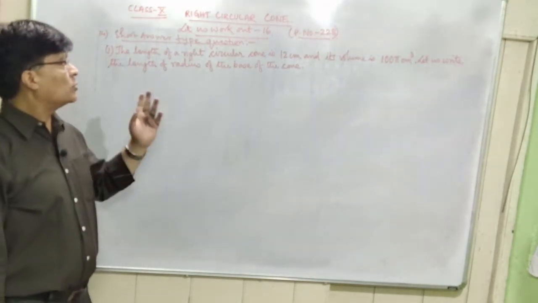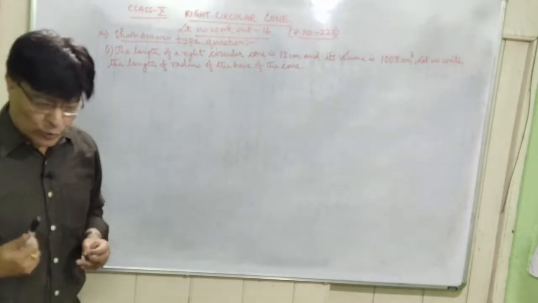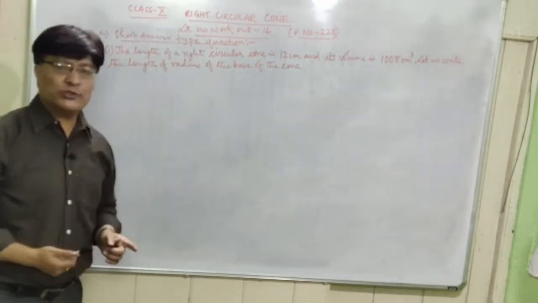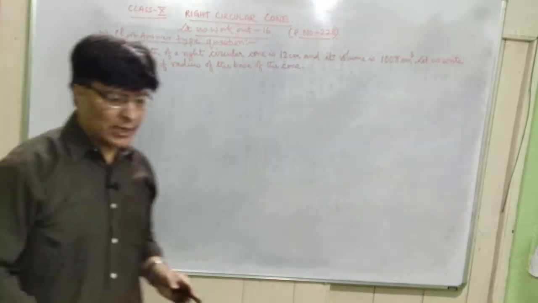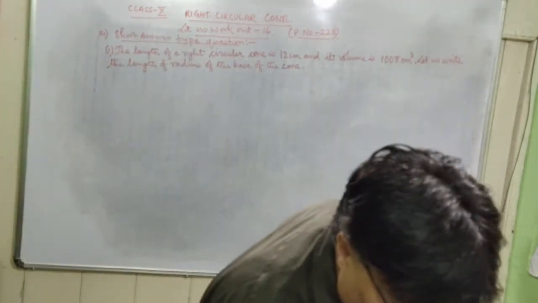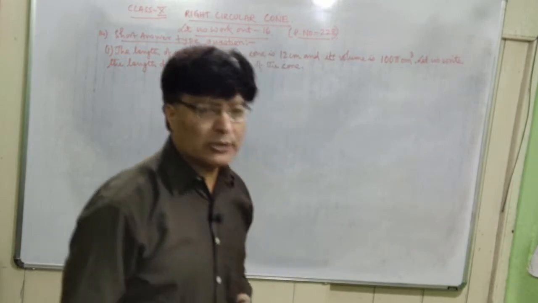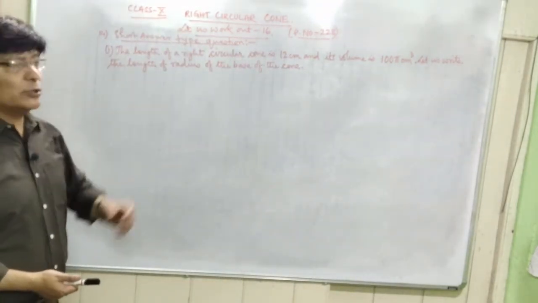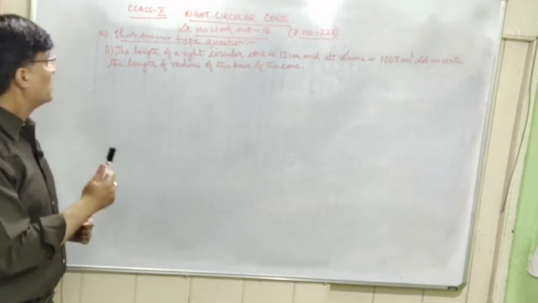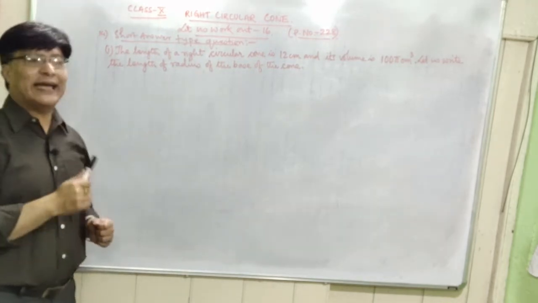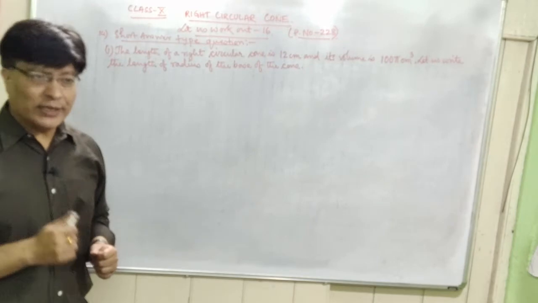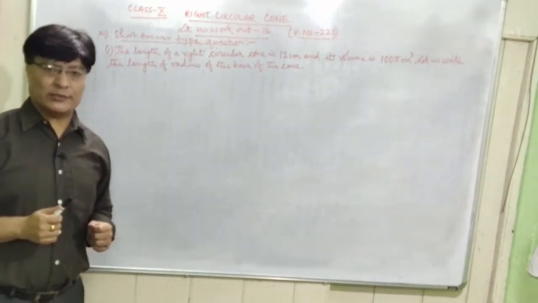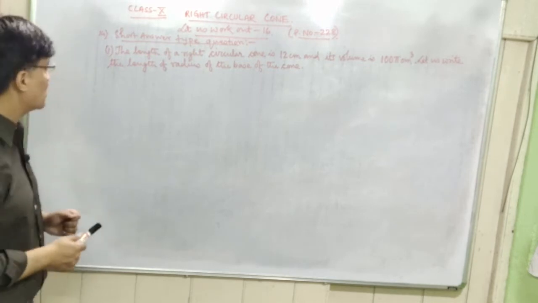In the last class we were doing the right circular cone. Today also we are continuing the same chapter, that is right circular cone. Let us work out exercise 16, page number 228. The questions are short answer type, and each question carries 2 marks. So let's do this type of question now.